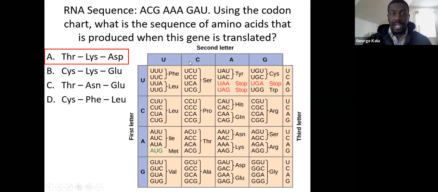Then we have our AAA. Our AAA would give us lysine here. Okay. And then we have GAU, which is over here. GAU gives us aspartic acid. So that would be the amino acid sequence from this particular RNA sequence here. Perfect. Good. All right, and that is that.